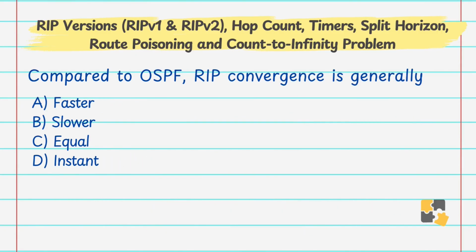Compared to OSPF, RIP convergence is generally A. Faster, B. Slower, C. Equal, D. Instant. Answer is B. Slower. RIP converges more slowly because it relies on periodic updates.